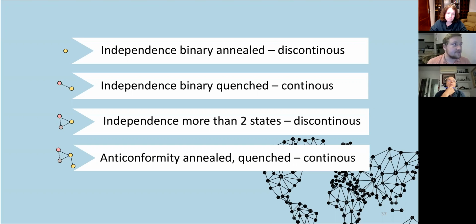And we want to ask what will happen with the model with anticonformity. Because the model with anticonformity acts quite differently: in both annealed and quenched cases, we observe only a continuous phase transition. So the question is, if I introduce more states into the model with anticonformity, will I observe the discontinuous transition as well as in the model with independence? And that was our question, basically.